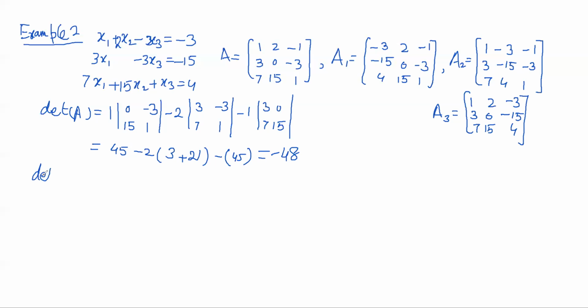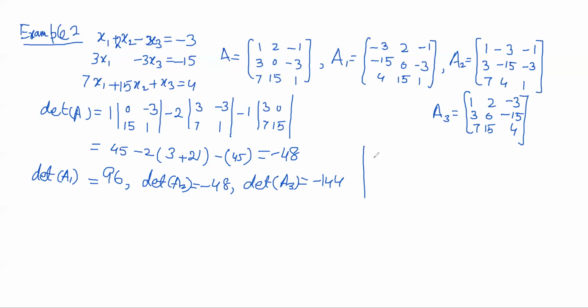So what will be the determinant of A1? I will not do all these calculations. I have the answers available. I will just write the answer, but of course, you have to do these calculations. So determinant of A1 will be 96. Determinant of A2 will be minus 48. And determinant of A3 will be minus 144. So very well selected values.